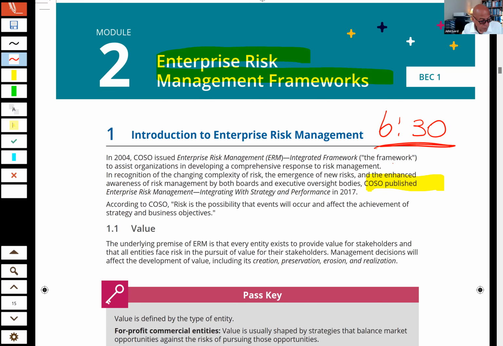And we are going to pick up with our second module now. As I said just before the break, we're focusing on the work of the Committee of Sponsoring Organizations of the Treadway Commission for our first couple of modules here. And now we're going to look at enterprise risk management.